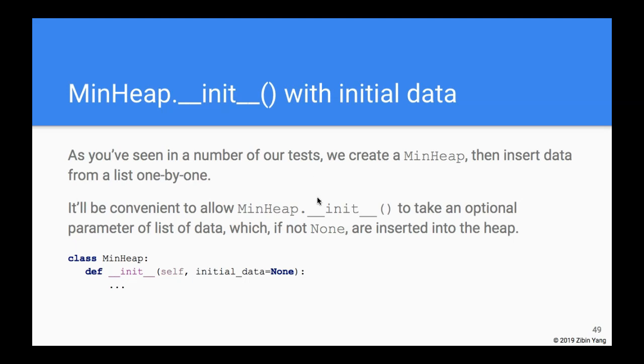So it would actually be very convenient if the initializer of the min heap takes an optional parameter with the list of data. Optional meaning by default it can be None, so we'll start with an empty heap. But if the initial data has a list of things in it, then we just insert those data into the heap as part of the initialization process.